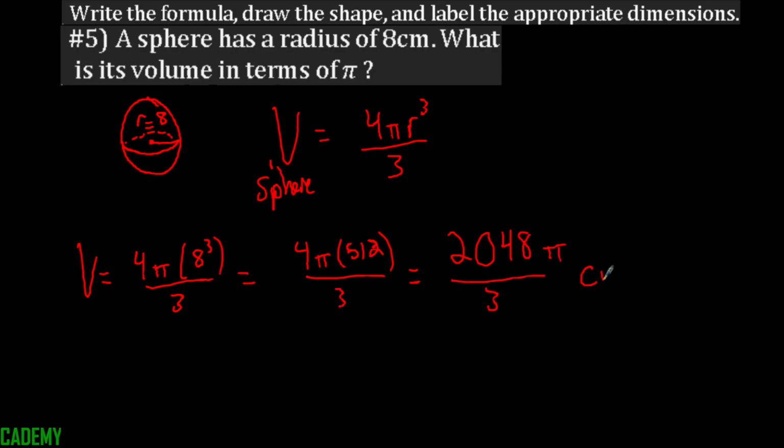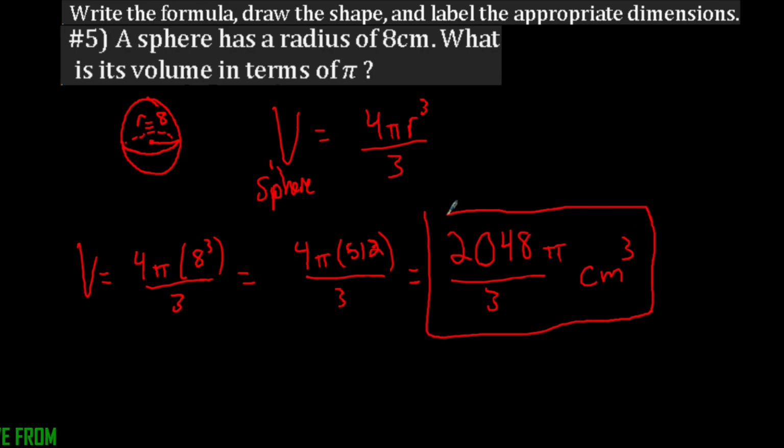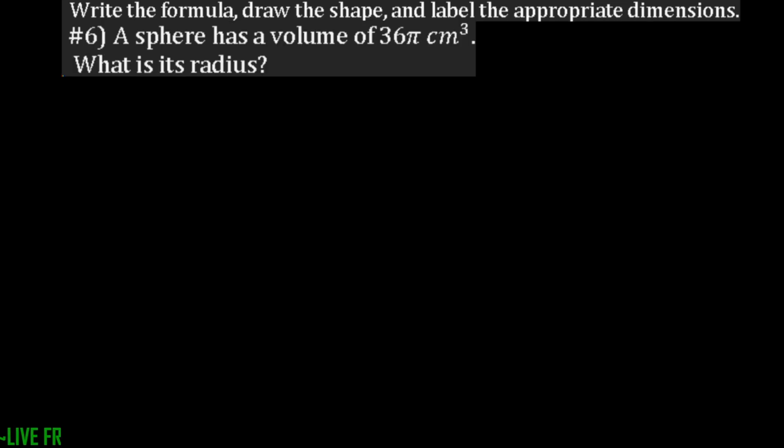I'm going to say still centimeters cubed. So just make sure that you're using Desmos to be able to find those values. And now for number 6, it says this. It says a sphere has a volume of 36 pi centimeters cubed, and we're finding what the radius is.